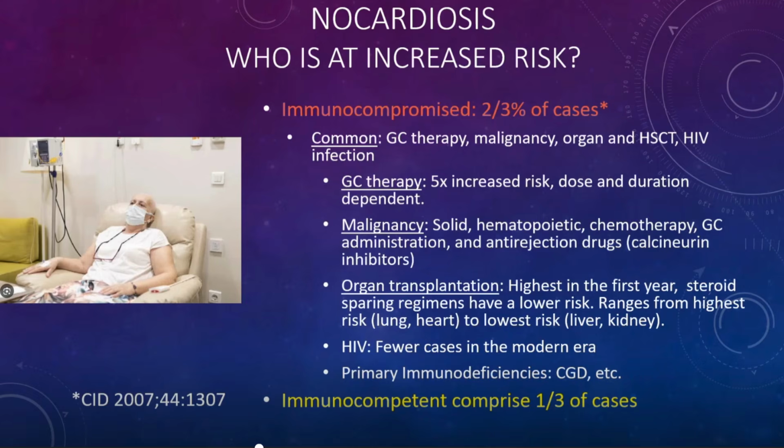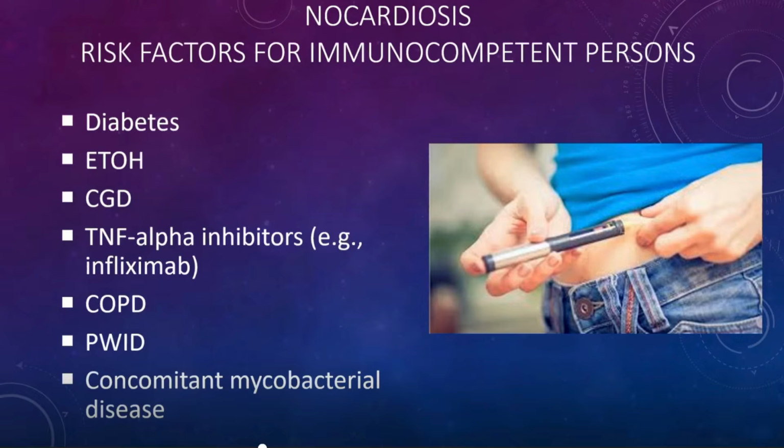Now, in about 1/3 of cases, immunocompetent patients are involved. And so there may not be any recognizable immune deficiency in these patients. Among the immunocompetent patients, the following can increase risk: type 2 diabetes, TNF alpha blockers, chronic lung disease, and you can get Nocardia in the presence of concomitant mycobacterial disease.